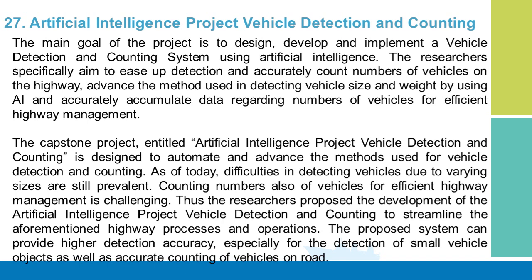The Capstone project, entitled Artificial Intelligence Project Vehicle Detection and Counting, is designed to automate and advance the methods used for vehicle detection and counting. As of today, difficulties in detecting vehicles due to varying sizes are still prevalent. Counting numbers also of vehicles for efficient highway management is challenging. Thus the researchers propose the development of the Artificial Intelligence Project Vehicle Detection and Counting to streamline the aforementioned highway processes and operations. The proposed system can provide higher detection accuracy, especially for the detection of small vehicle objects as well as accurate counting of vehicles on road.